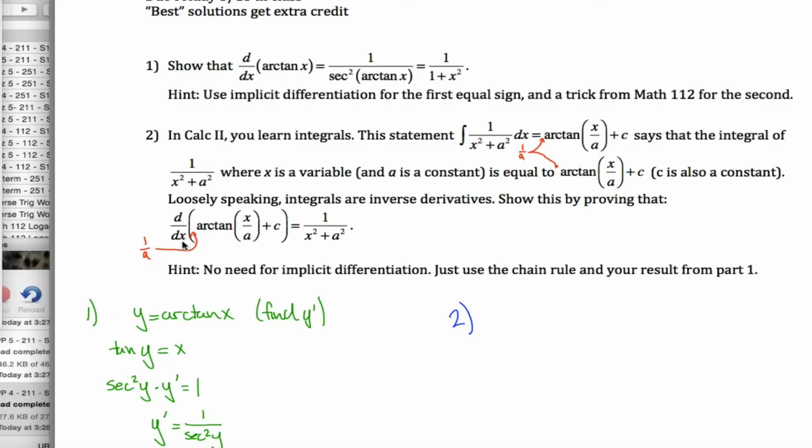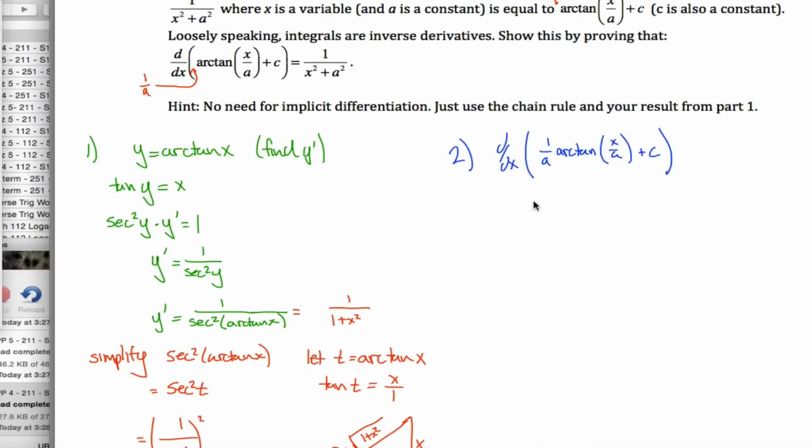Everything that I did before still works, but now for part 2, really what I'm being asked is to take the derivative of, not arctangent of x over a plus c, but rather 1 over a times the arctangent of x over a plus c.